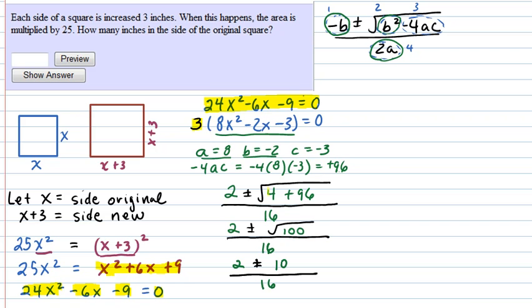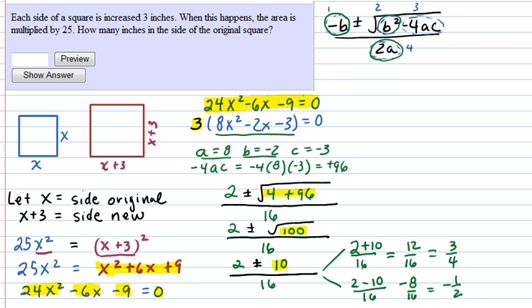Okay, now you'll notice what I did is I combined the 4 plus the 96 to get 100. That's kind of nice because when you take the square root of 100, it comes out to be 10. So now we're almost at our final answer. We've actually got 2 answers here. We've got 2 plus 10 over 16 and 2 minus 10 over 16. The first one comes out to be 12 over 16, or 3/4. And the other one comes out to be a negative 8/16, or negative 1/2.